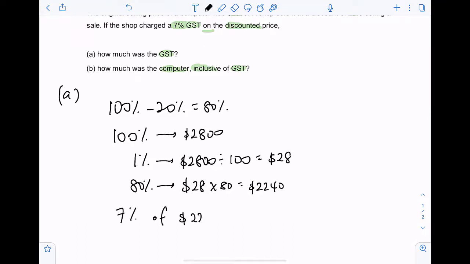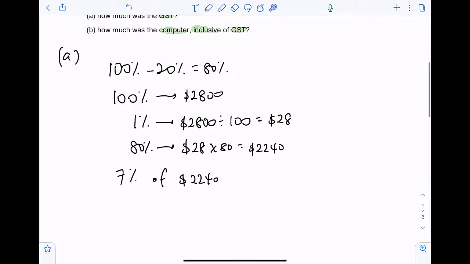price? That will be your GST. Okay, and the word "of" means multiplication. So how do we do this step? 7 over 100 of. Of means times 2240. 7 over 100 times 2240.